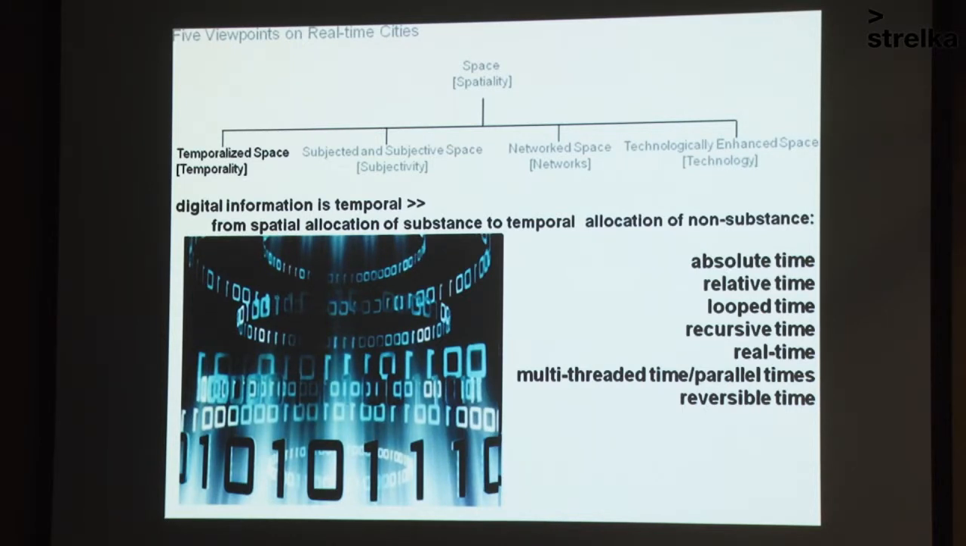Absolute time, relative time, looped time, when processes are programmed to be repeated at certain intervals, recursive time, when each iteration of the repeating loop is slightly different from the previous iteration as a response to a change in some contextual information, real time, when multiple processes are programmed with some level of synchronicity, and reversible time, when we get access to the recorded log of some past processes at present.